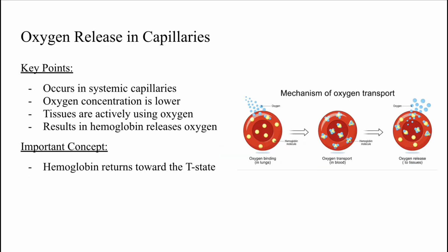So, now we're going to talk about how oxygen releases into our systemic capillaries. Once oxygenated blood travels to systemic tissues, the environment actually changes quite significantly. In actively metabolizing tissues, oxygen is constantly being consumed for cellular respiration. As a result, the local partial pressure of oxygen is much lower than it is in the lungs. Because of this lower oxygen concentration, oxygen begins to dissociate from the iron in the heme groups. As oxygen molecules leave hemoglobin, the protein gradually shifts back towards the T state, which has a lower affinity for oxygen. This allows oxygen to then diffuse from hemoglobin into surrounding tissues.